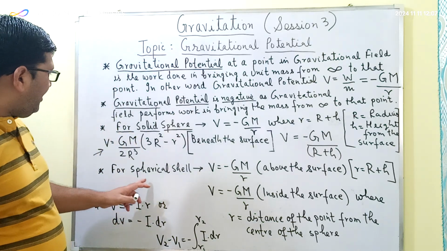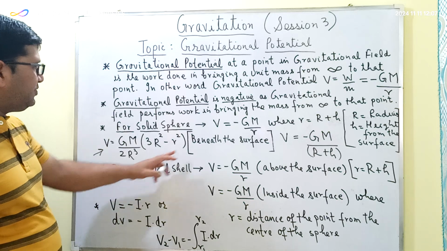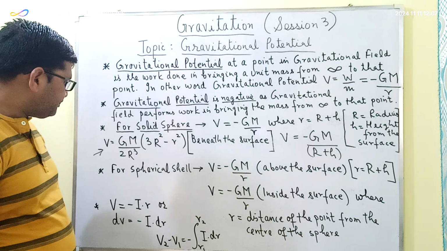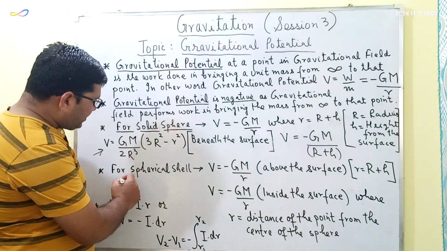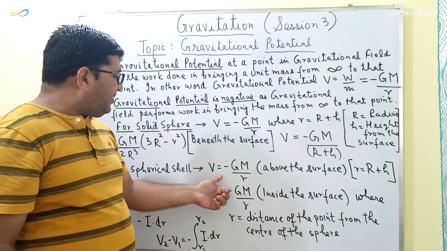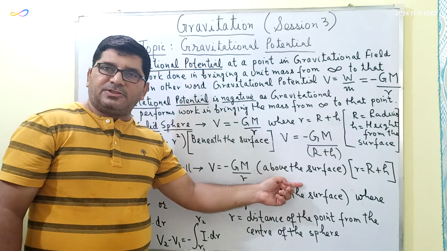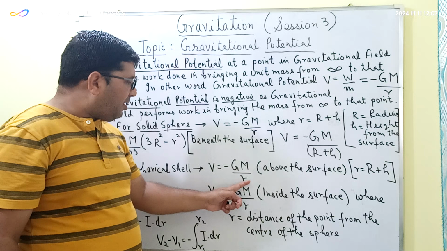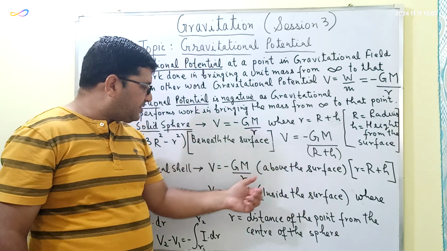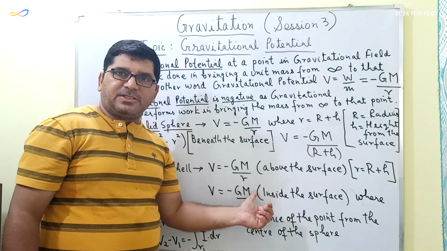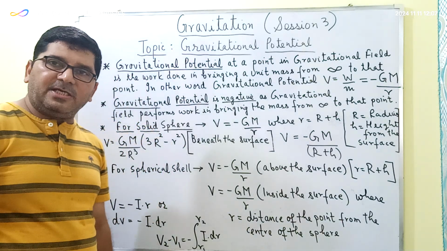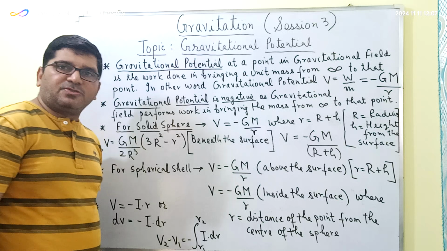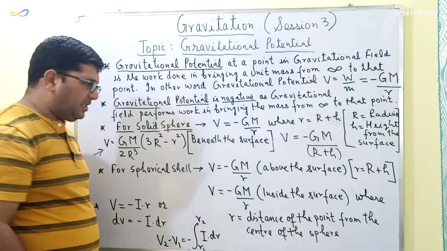Now for the spherical shell, so these two formulas were for the solid sphere. Now for the spherical shell, the gravitational potential above the surface of the shell is given by minus GM divided by small r, where r is again equal to R plus h. Here capital R will be equal to the radius of the spherical shell, and h will again be the distance of the point from the surface of the shell.